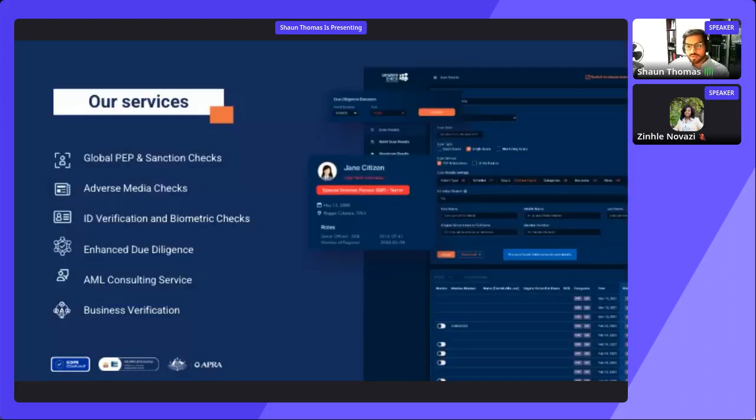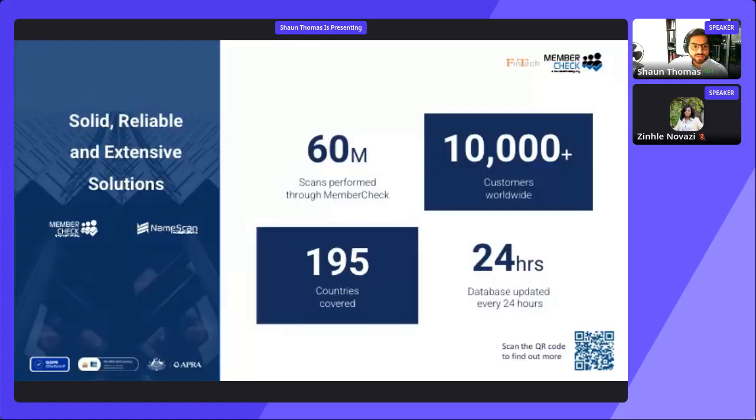So to talk a bit more about MemberCheck's service offering, our company offers a whole suite of AML, CTF, and KYC solutions, including but not limited to global PEP and sanction screening, adverse media, ID verification, which includes biometrics and facial recognition, and business verifications. These services can be accessed through our user interface or via API, should you wish to streamline your onboarding process.